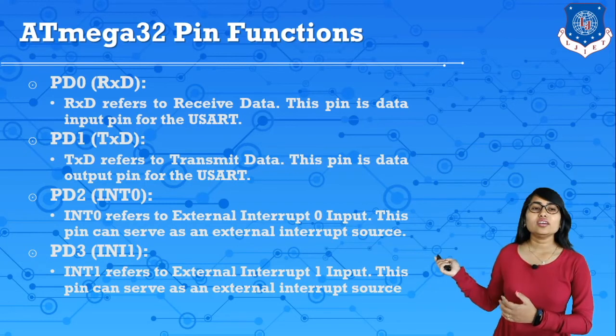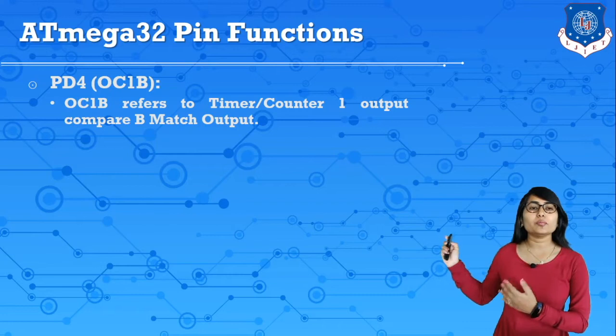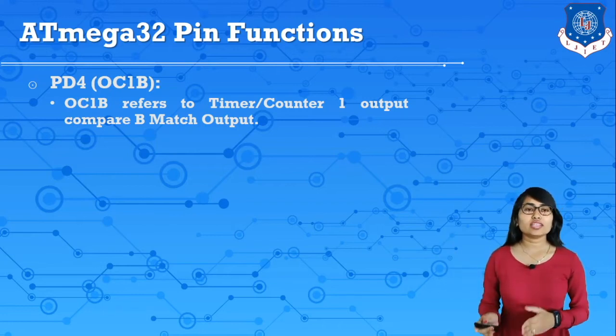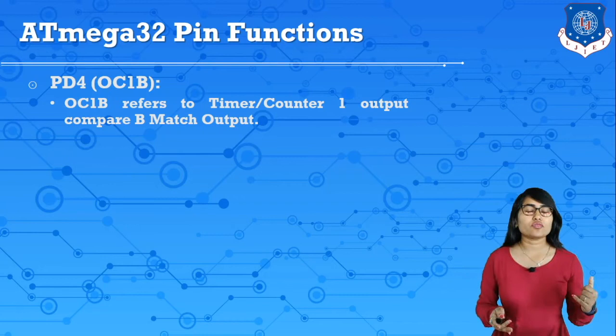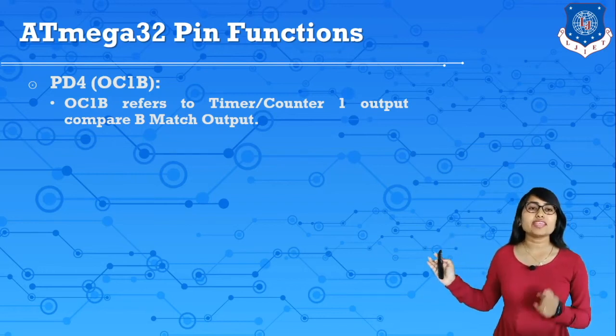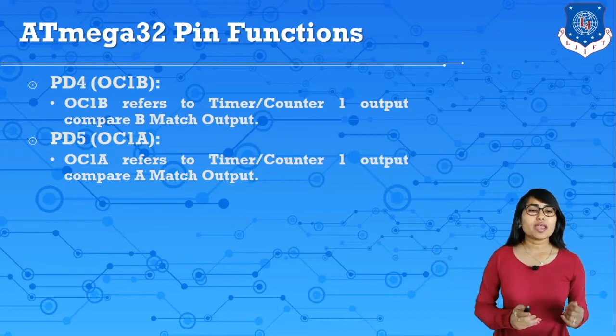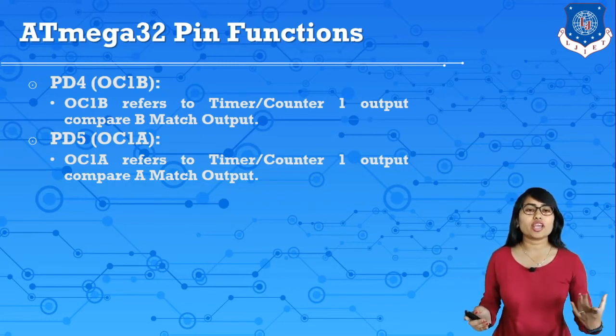Then next pin is port D4, OC1B. Basically timer 1 is 16-bit, and this is divided into A and B. OC1B refers to timer counter 1 output compare B match output. Then OC1A refers to timer counter 1 output compare match A output. This compare match output is basically used for completing the sequence of the timer. Whenever the timer sequence is completed, these pins are activated.